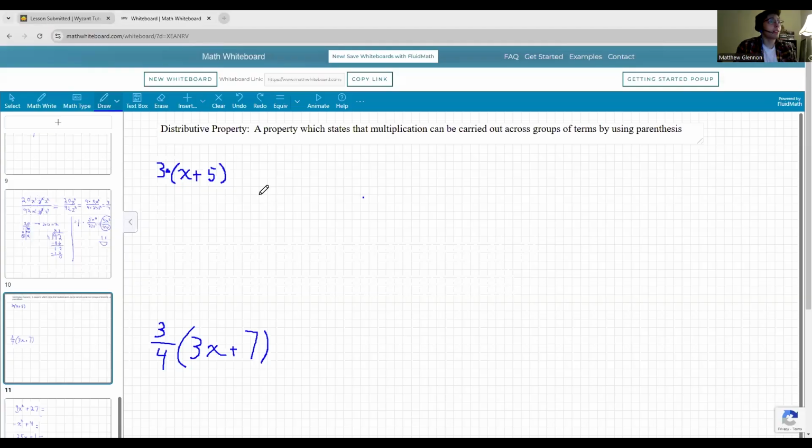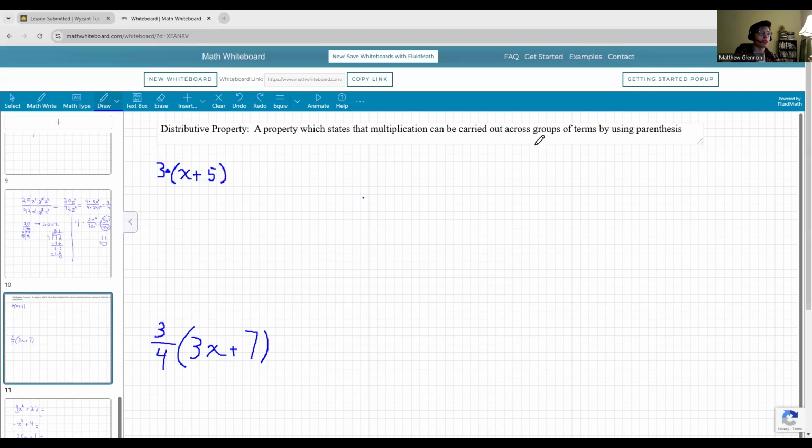All right, guys, let's hop right into the distributive property. So, the definition that I would use for it is that it is a property in math which states that multiplication can be carried out across groups of terms by using parentheses. Now, when we talk about terms, that's just anything in math that is separated by an addition or subtraction sign. So, for instance, 3x would be one term, and 7 would be another one in this example down here. But notice that 3 and x are allowed to be in the same term because they're not separated by addition or subtraction.